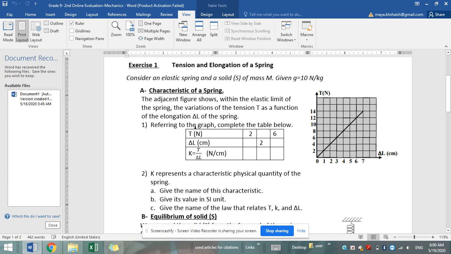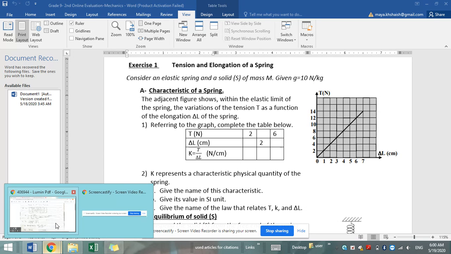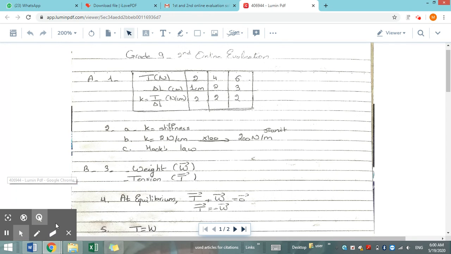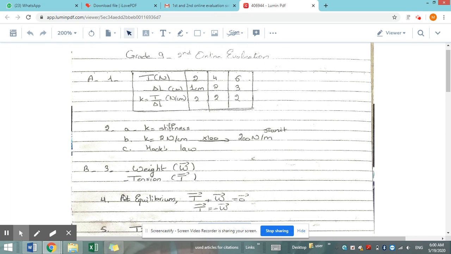Then they ask us in part 2, they said that K represents a characteristic physical quantity of the spring. Give the name of this characteristic, give its value in SI unit, and give the name of the law that relates T, K, and delta L. So, as the objective of this lesson is to characterize the spring, and we know according to your required knowledge that the characteristic of a spring is the stiffness. So K represents what? The stiffness.